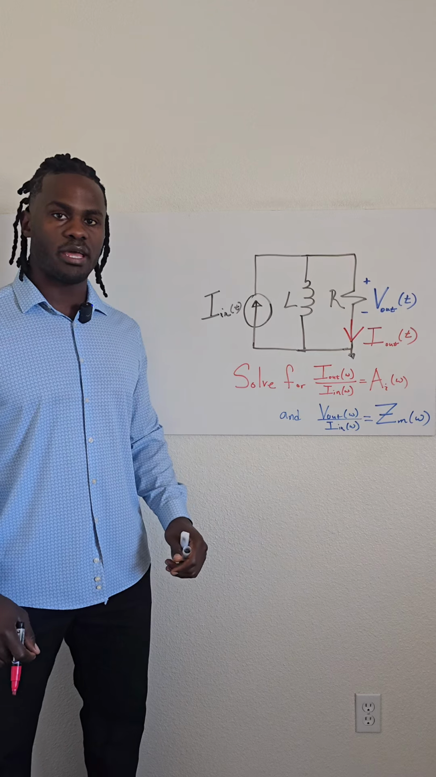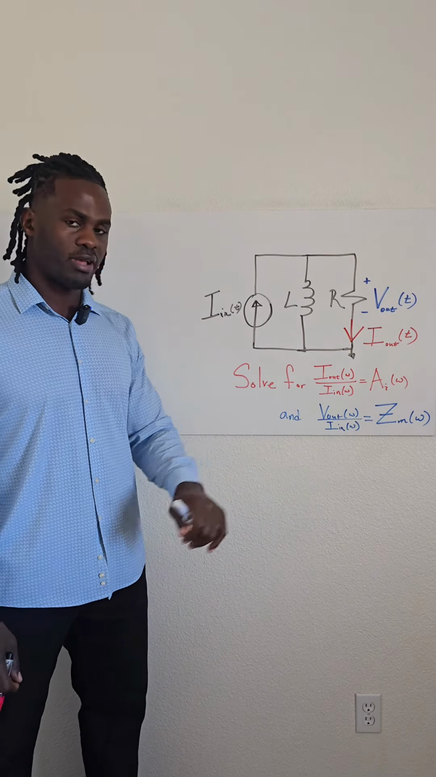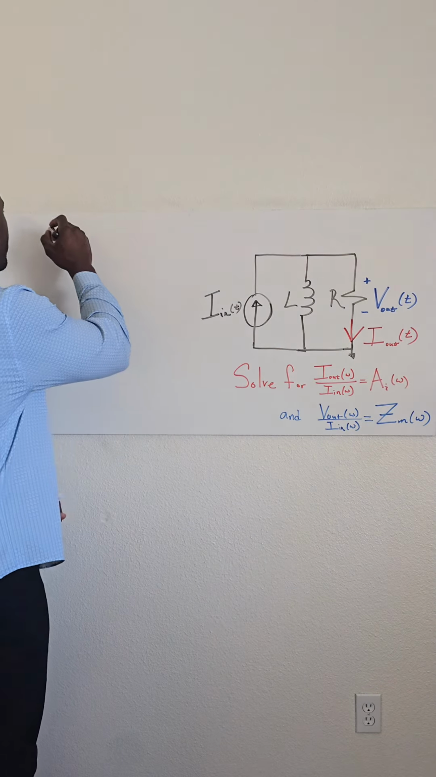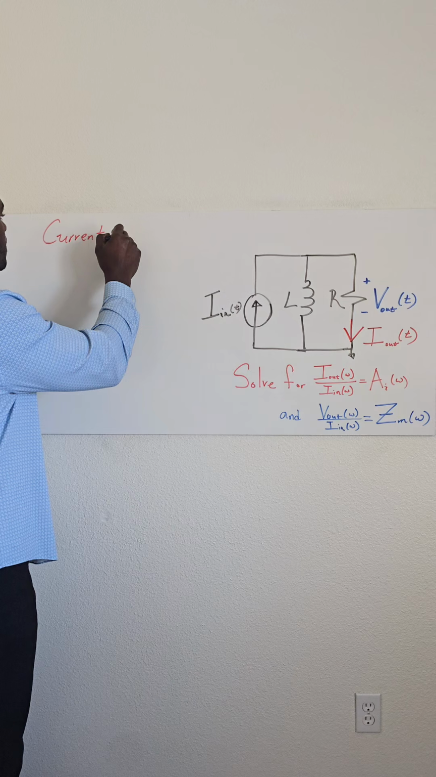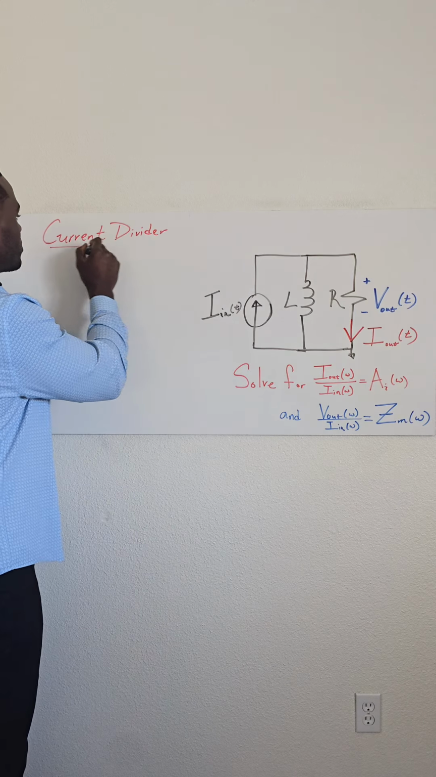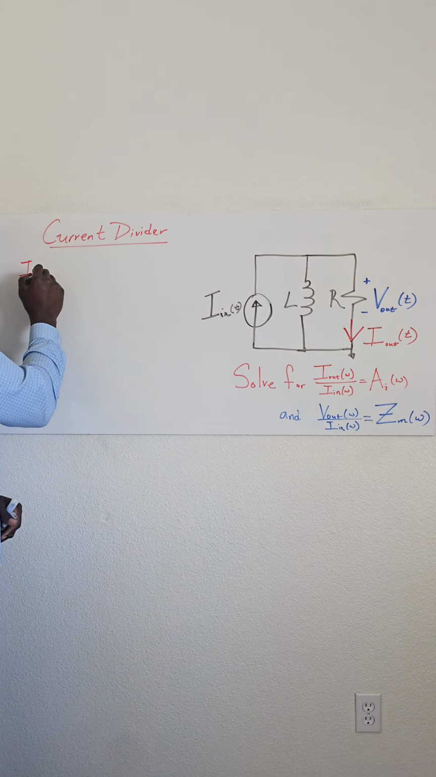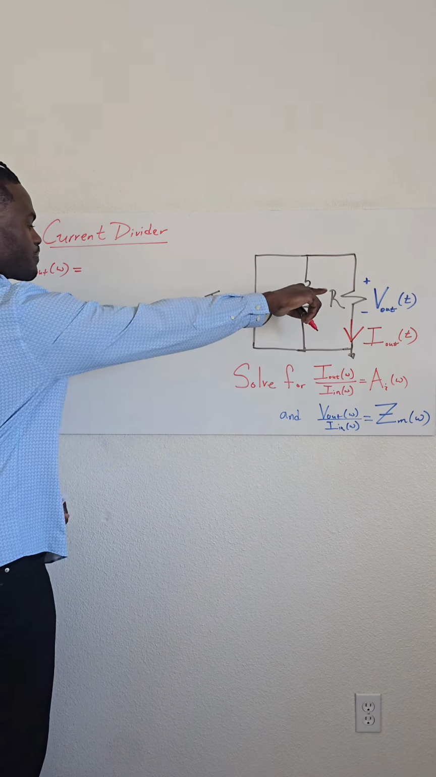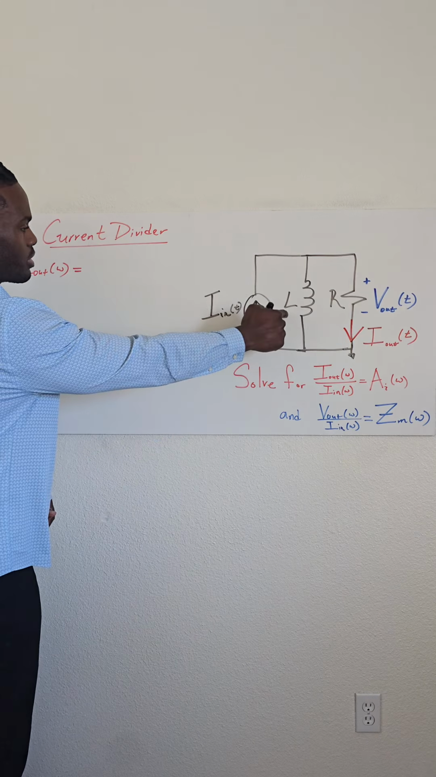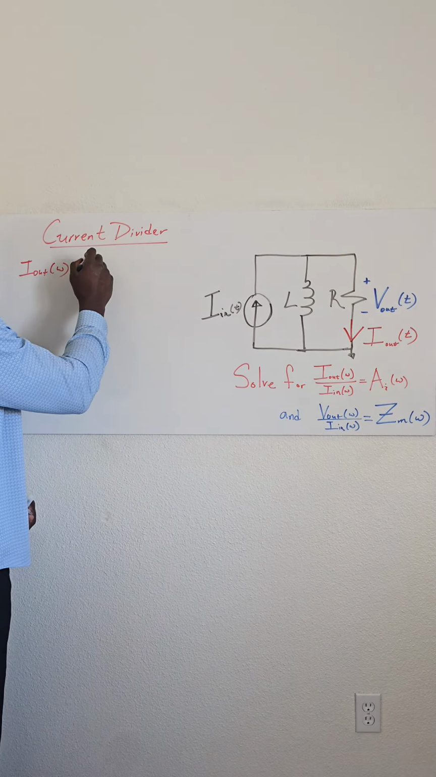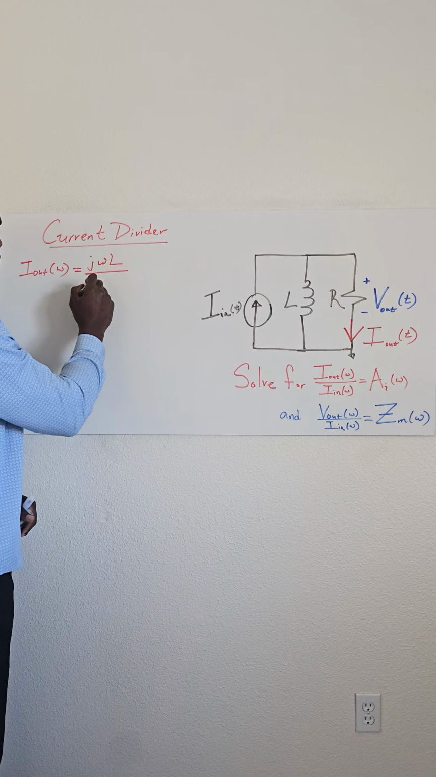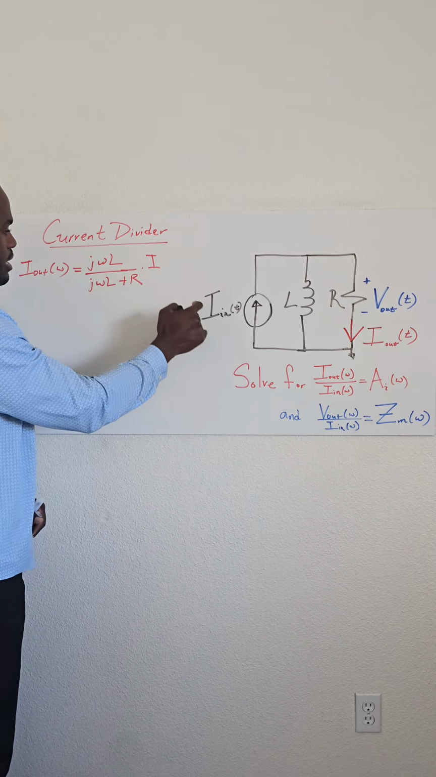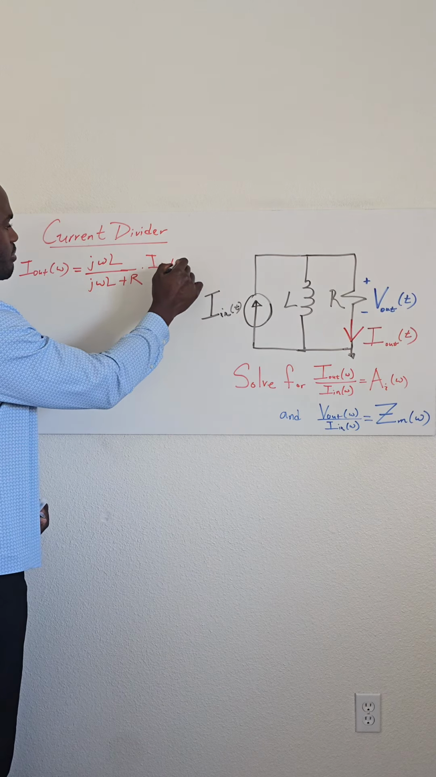Okay, let's go ahead and solve for the current gain and the transimpedance of this circuit. Essentially what I'm going to use is called the current divider. And essentially what that says is that I out of omega, in the frequency domain, is equated to the impedance of the component that it's not going across. So this would be j omega L over j omega L plus R times my input current, I in of omega.